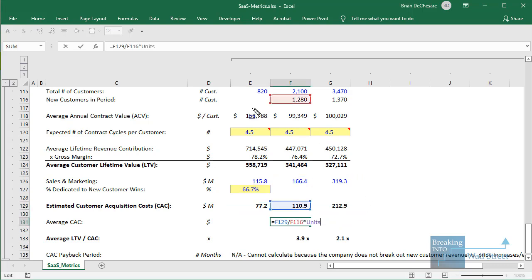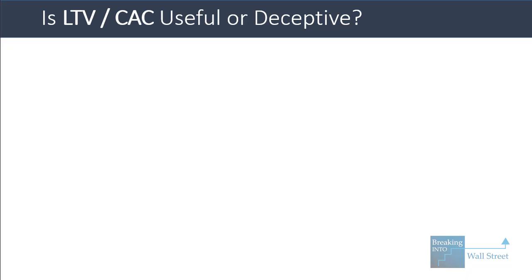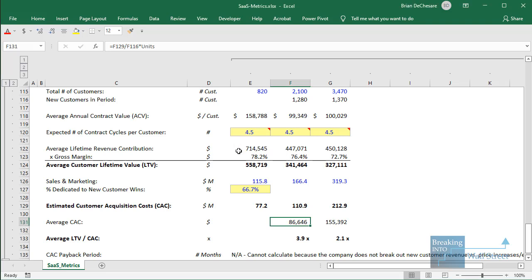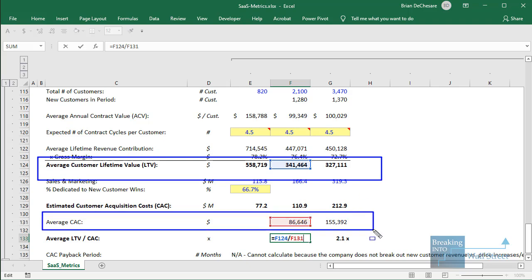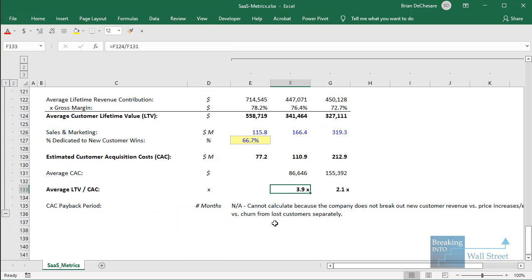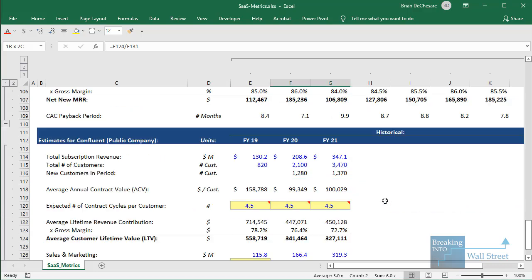And then I can take the new customers in the period and just take the CAC, divide by the new customers, and get to the average customer acquisition costs like that. Once you have these average customer acquisition costs, you can take the lifetime value and then you can divide by the customer acquisition costs and get to the LTV to CAC ratio, which is a very rough estimate down here, but we actually get pretty reasonable numbers of between 2x and 4x, which you often do see in this industry.